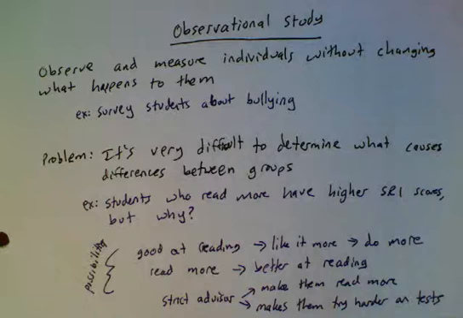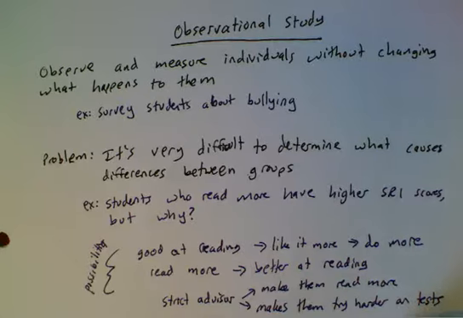So although observational studies are sometimes the only thing that we can do, for example, if we're studying differences between countries, we don't have the power to go and make people in Venezuela or wherever do something different. We can only observe what's been done and compare it to some other country. Sometimes observational studies are all that we can do, but the problem is that it's very, very difficult to determine cause and effect based on an observational study.